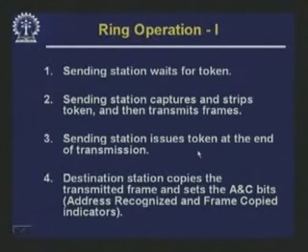Now, let us go through the ring operation, which has 2 aspects to it. One aspect is similar to the token ring which we have already discussed. The sending station waits for the token, captures and strips the token and then transmits frames, and issues the token at the end of transmission. Now, this is one point where FDDI is different from a token ring. In a token ring, if you remember, only when the transmitted frame with that busy ring etc. comes all the way back to the sender, that is when the sender makes this token free and puts it back on the ring. Okay.